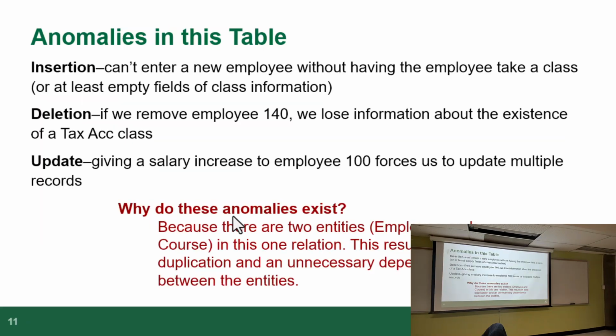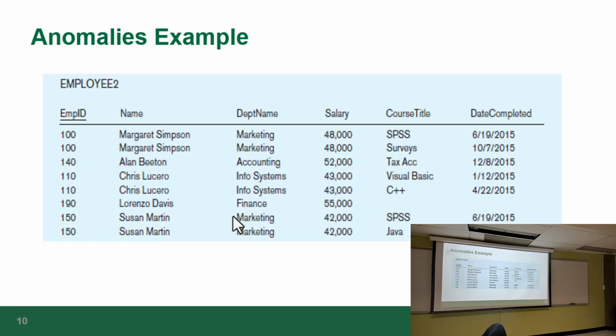Update. So we're going to give Marge Simpson a raise. We need to update it in two places or more, because if Marge is like a busy bee and takes 5-6 courses, we have to update her salary 5-6 times. Now, with modern hardware, most of these updates are very, very fast. Like you blink and you miss it.